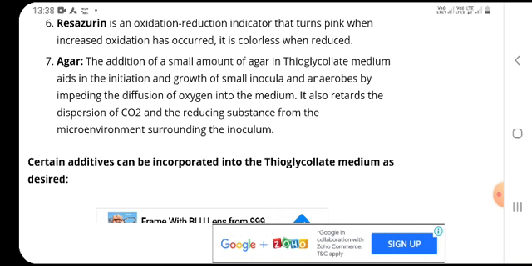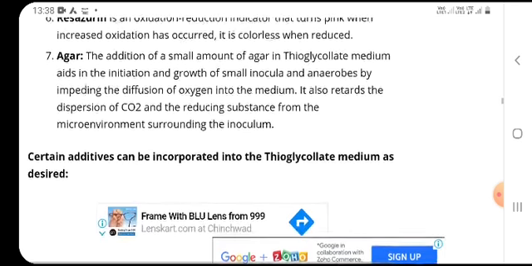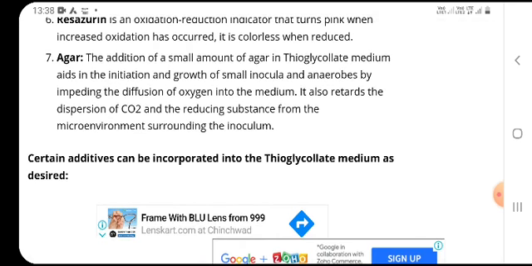Then another important component is agar. So there is a little percentage of agar, that is 0.75 grams. So that makes this medium a little semi-solid. So addition of this agar prevents the diffusion of gases. So it is responsible for the generation of different zones in the same tube containing medium with different oxygen concentrations, so with different oxygen tension.